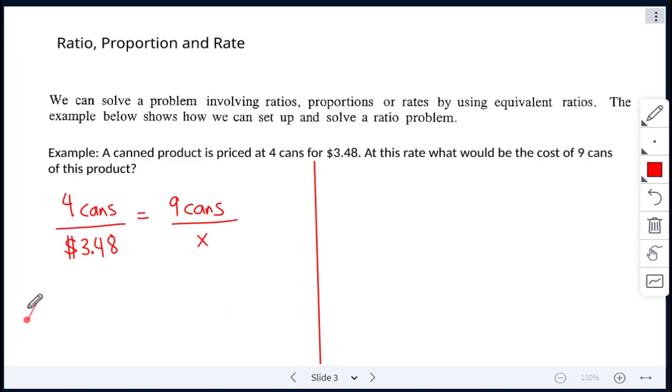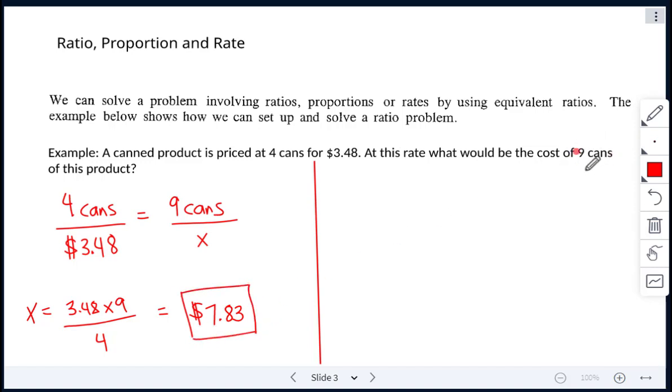To solve for X now, we're just going to use our cross multiplication method. In your calculator, don't worry about doing this manually, you're just going to use a calculator. So $3.48 multiplied by 9, and then you're going to divide by 4. Put that into your calculator, multiply, then divide by 4, and you're going to get $7.83. So the answer is $7.83 for 9 cans.